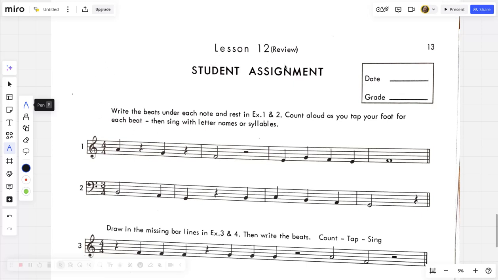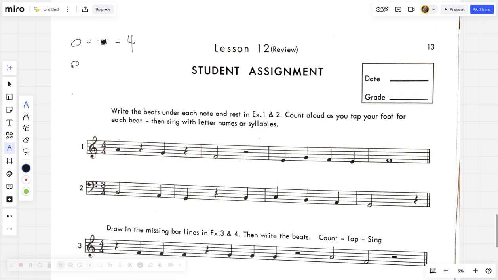Okay, so here's lesson 12 review. This is a review of the note values and the rest values. The one thing you want to remember is the three notes we're dealing with. A whole note, and then you can also have a whole rest. They both equal 4 counts.